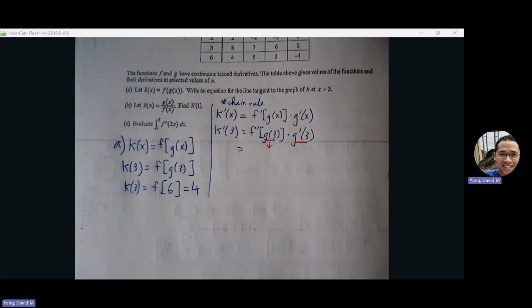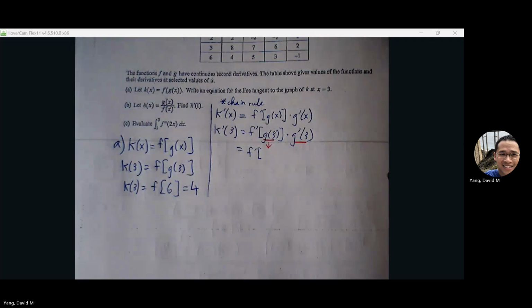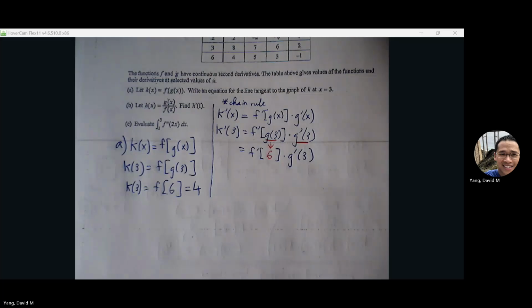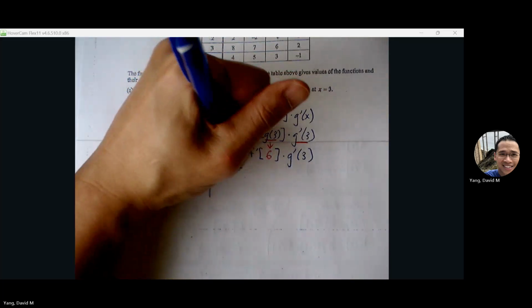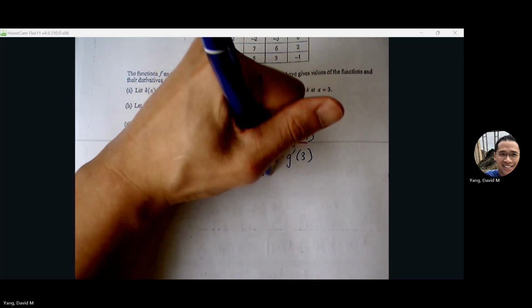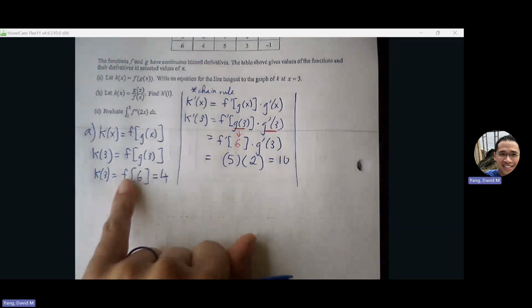Get g of 3. I can choose a table to find that. F prime of 6, go to our table again. G prime of 3, also table. We have our ordered pair, we have our slope. Point slope form.